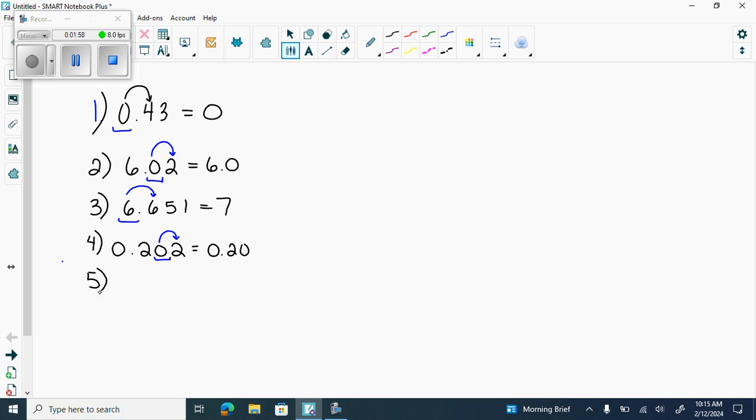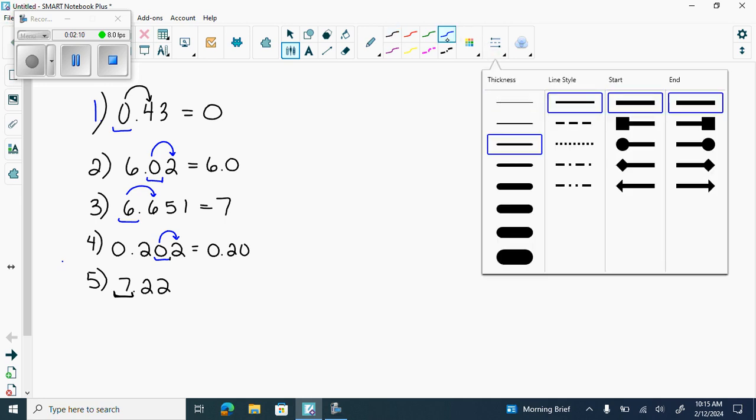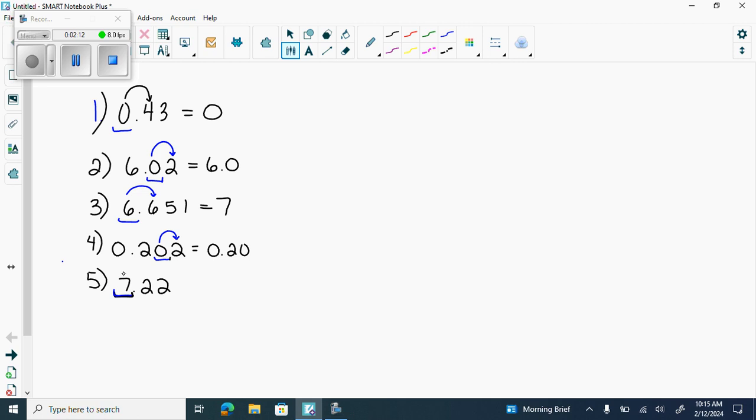5, 7.22, and it says whole number. So I look at the whole number. I don't know why that just switched out of the blue. Try again. Whole number, look one to the right. I love technology sometimes. Is that 5 or higher? No, so it stays as 7 and the rest goes away.